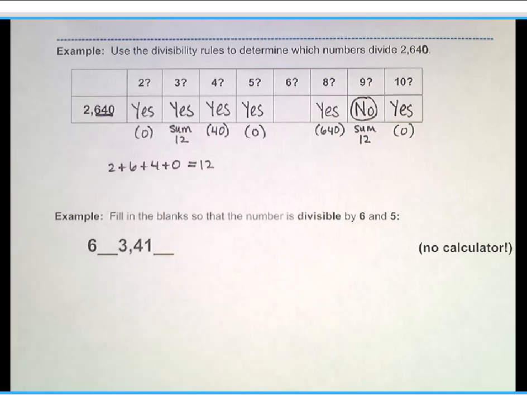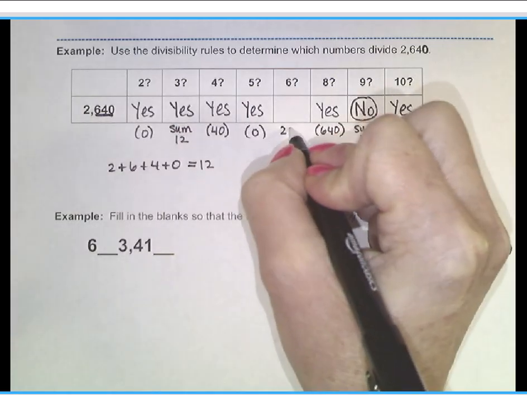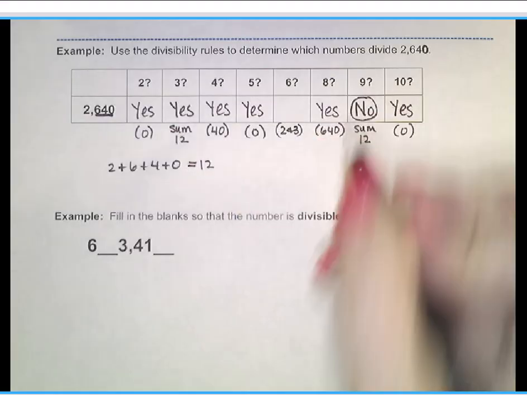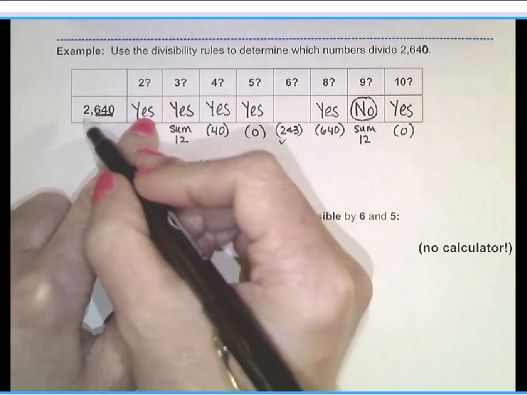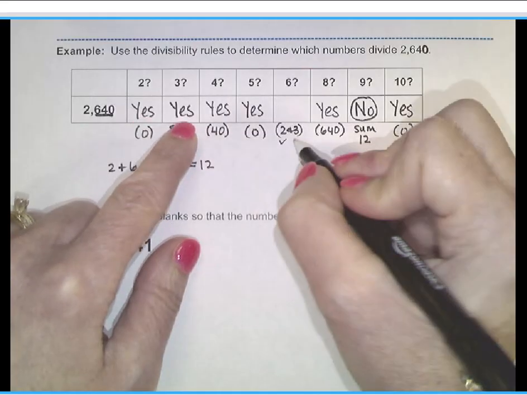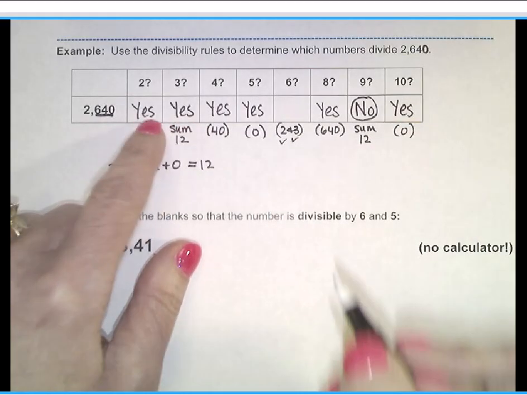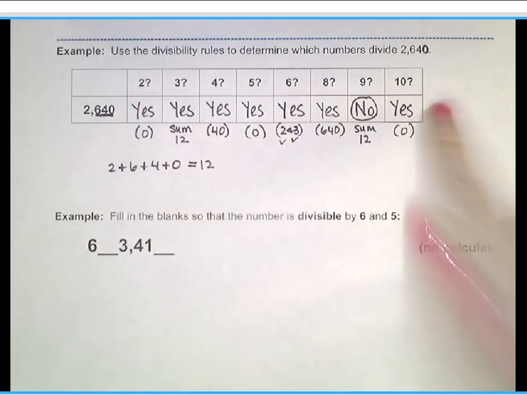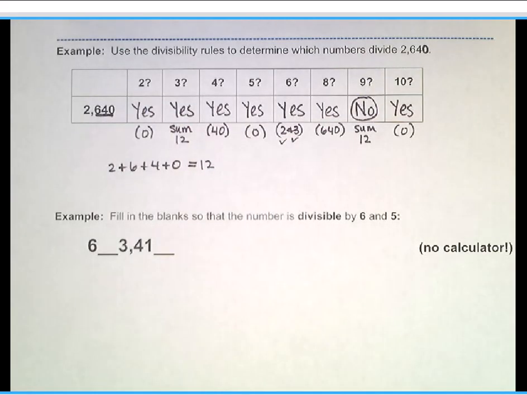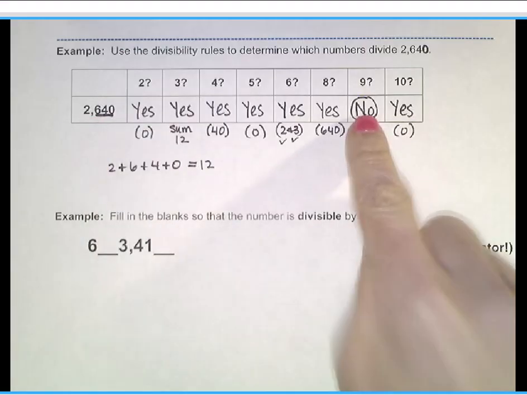And then for 6, we have to look at the rule for 2 and the rule for 3. So 2 was a yes. The number is divisible by 2. 3 is also a yes, and so that implies that 6 will be a yes. So of this entire list, the only one that doesn't divide 2640 is the number 9.